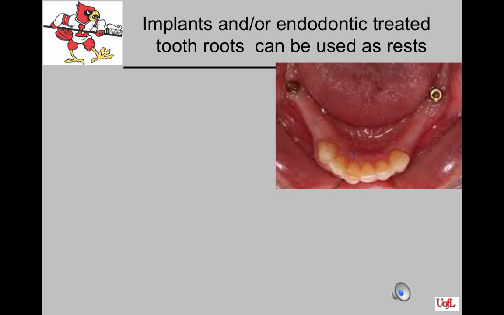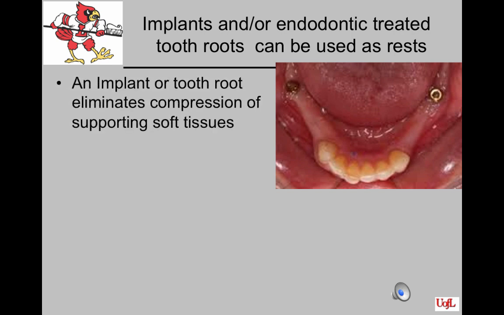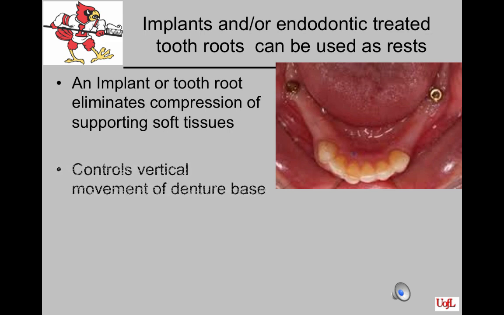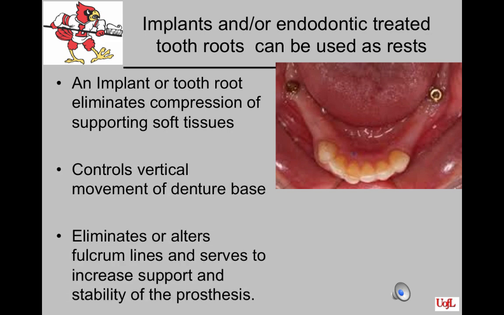Implants and endodontically treated tooth roots can be used as rests. When implants are used, the implant eliminates compression of the soft tissue, it controls vertical movement of the denture base, and it eliminates or alters fulcrum lines and serves to increase support and stability of the prosthesis. Attachments can be added to both implants and tooth roots to help secure the partial in place for retention.